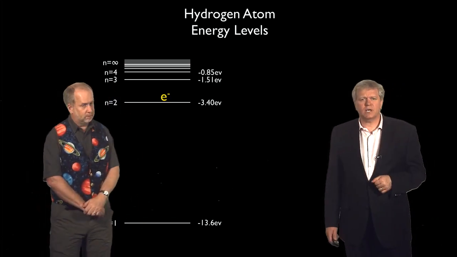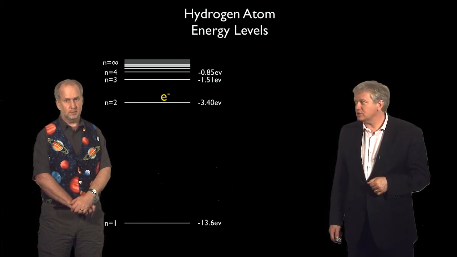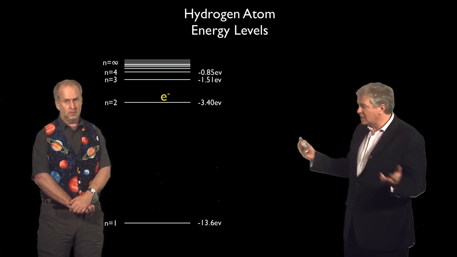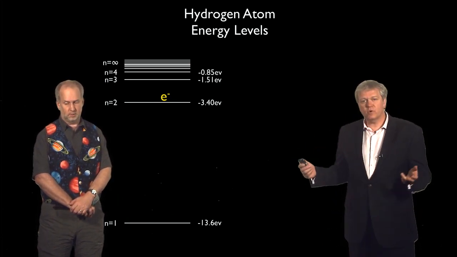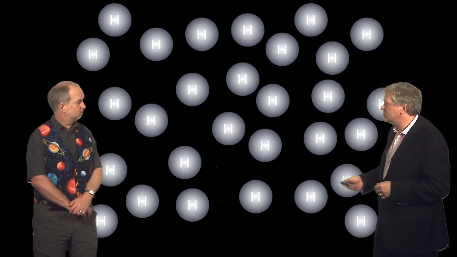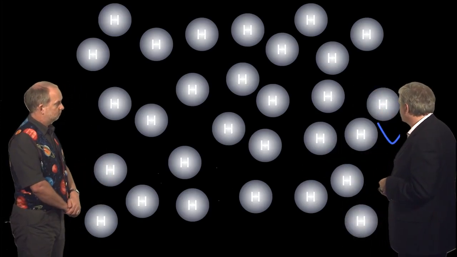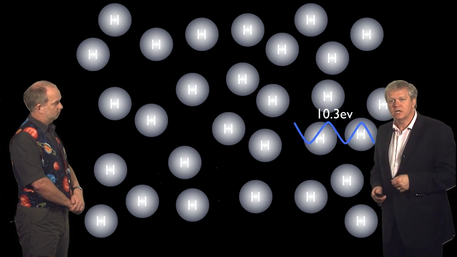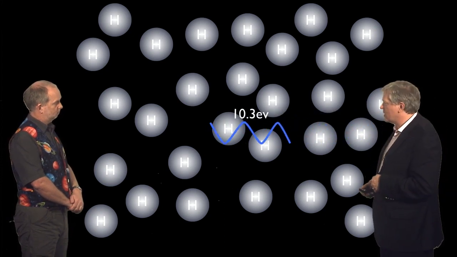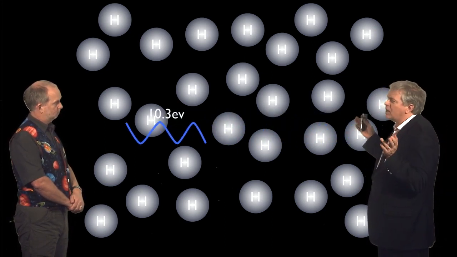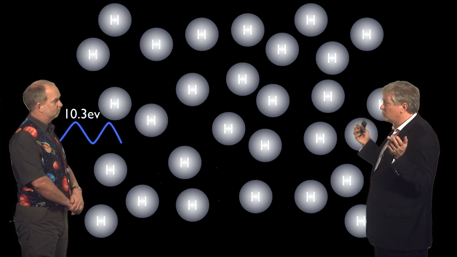So let's think what happens if you have a universe full of hydrogen, and we know the universe has got lots of hydrogen in it. So if we look at a universe full of hydrogen, and for example, we have one of those 10.3 electron volt photons traveling through it, it'll just travel unhindered because there's nothing really to interact with.